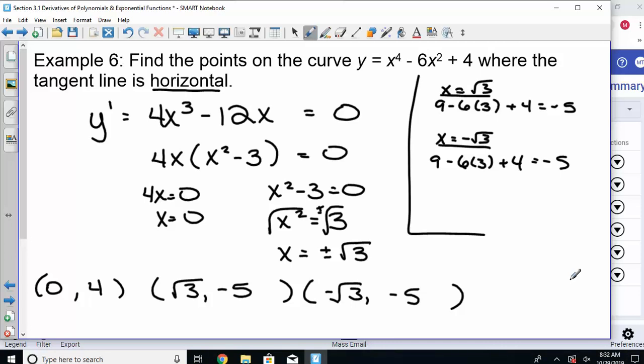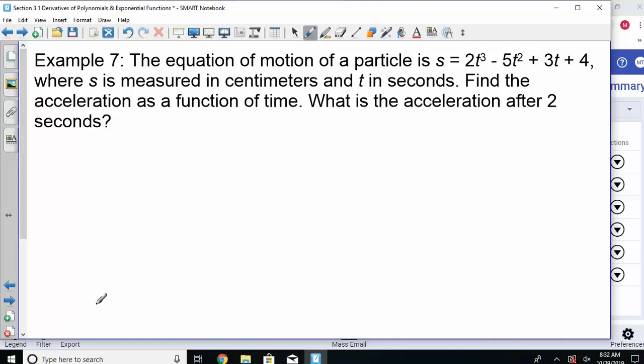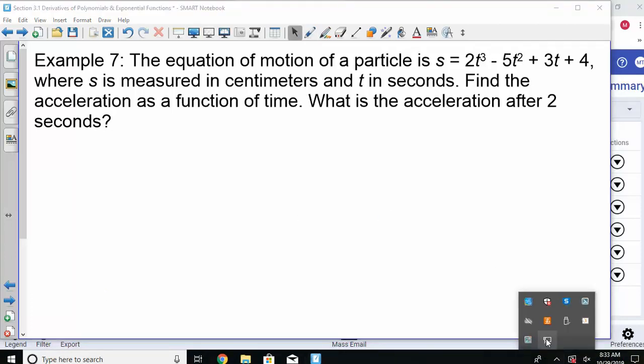I'm going to have you guys do the next one. I just want to refresh one thing. This is asking you for acceleration. How do you get acceleration? Second derivative. So you're going to have to do your derivative twice. So go ahead and try this, please.